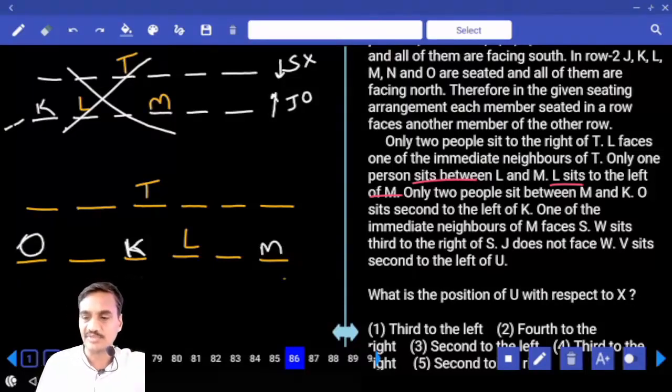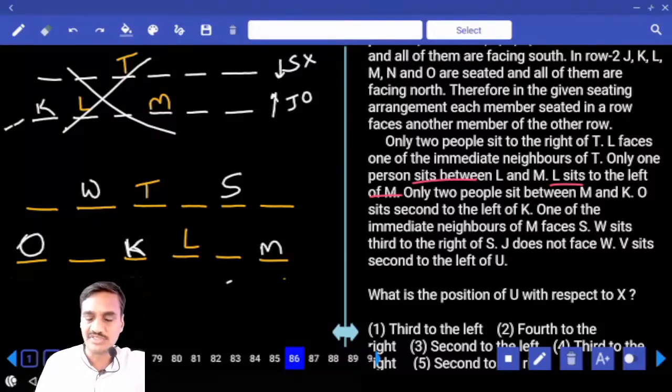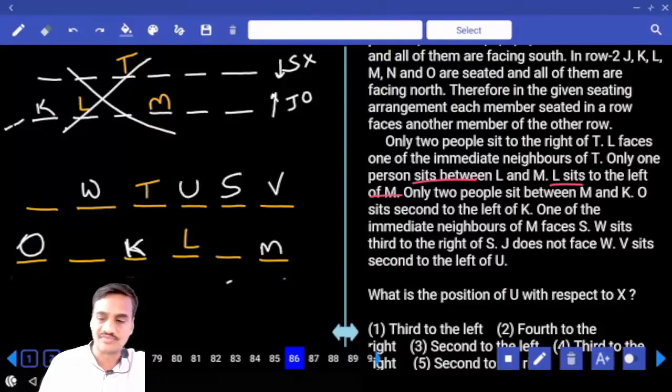And next one, one of the immediate neighbors of M faces S. One of the immediate neighbors of M is this person, and that person is facing S. W sits third to the right of S, W is here, third to the right. V sits second to the left of U, and V is seated here, second to the left of U.